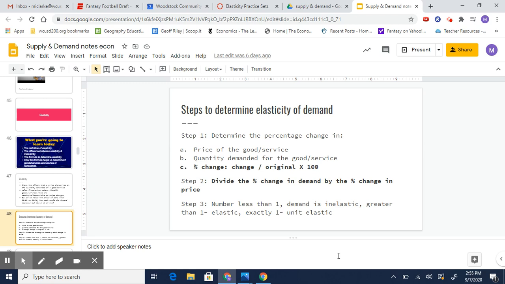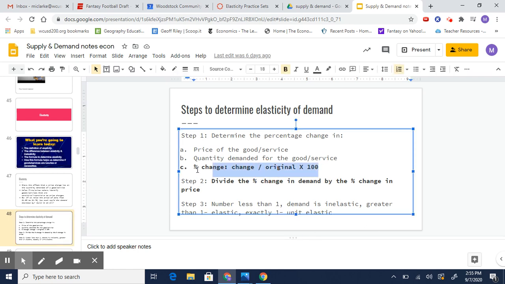So step 1, this is important. You have to determine the percentage change in the price of the good and the service, and you have to determine the percentage change in demand, okay? So if you look at step 1, part C right here, this is important. I'm going to highlight this. This is your percentage change formula. So to find a percentage change, you take the change over the original times 100.